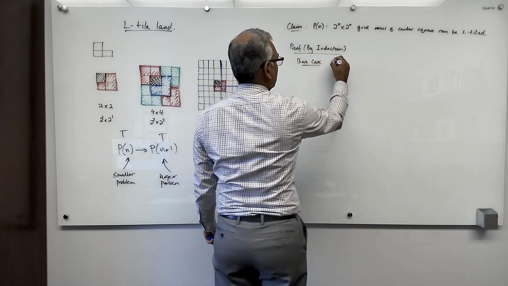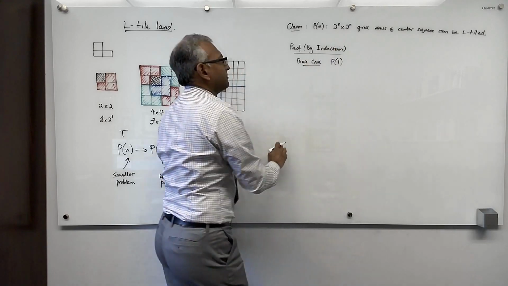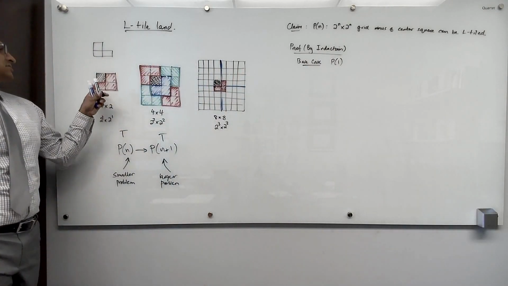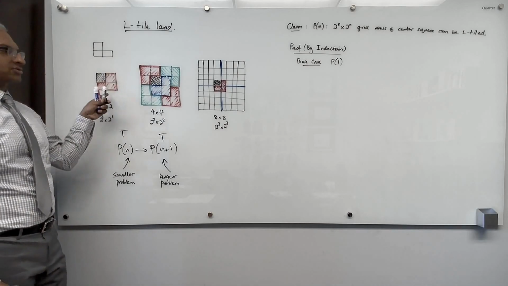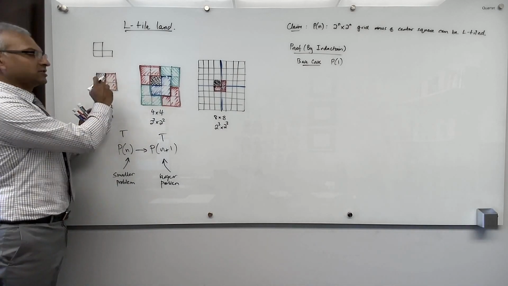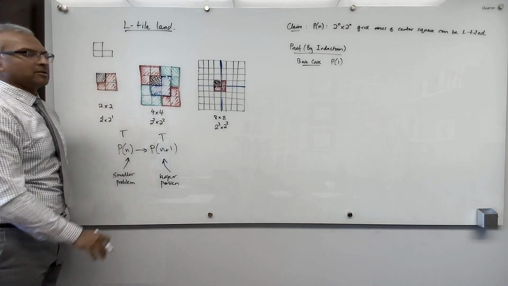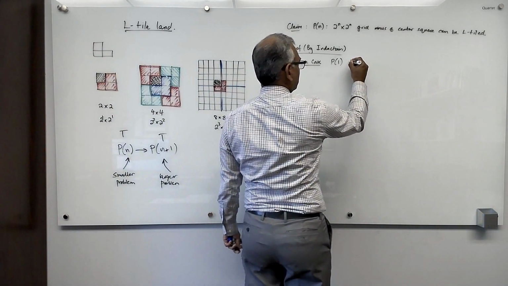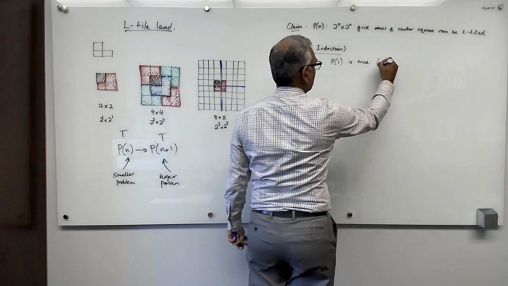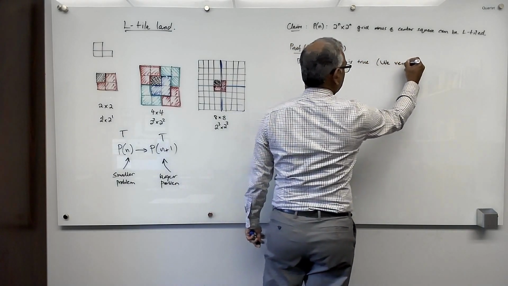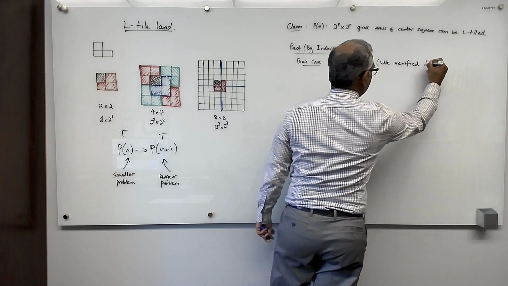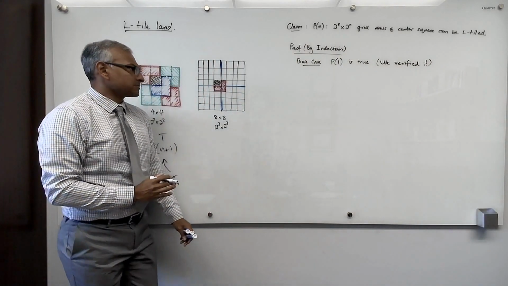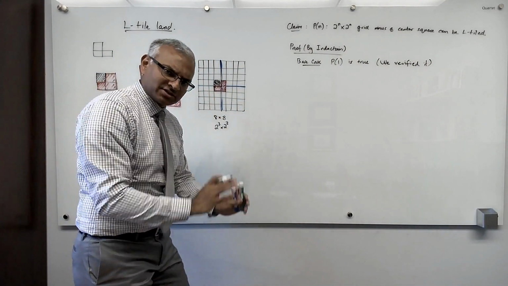So when n equals 1, so P of 1, the 2 to the 1 by 2 to the 1 grid minus a center square can be L tiled. So we just showed this here. Actually, there are 4 different center squares you could remove, and each of them can be L tiled. So the base case we verified. P of 1 is true. This is the basic idea behind induction. The mechanics is always the same.